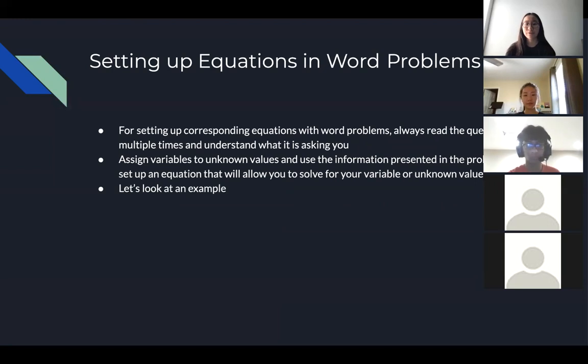Okay, so when you set up an equation to help you solve a word problem, first you should always read the question multiple times to understand what exactly you're trying to find. And then you should assign variables to those unknown values and use the information in the problem to help write the rest of the equation to let you solve for that variable. Okay, we're going to look into a few examples so that makes more sense.